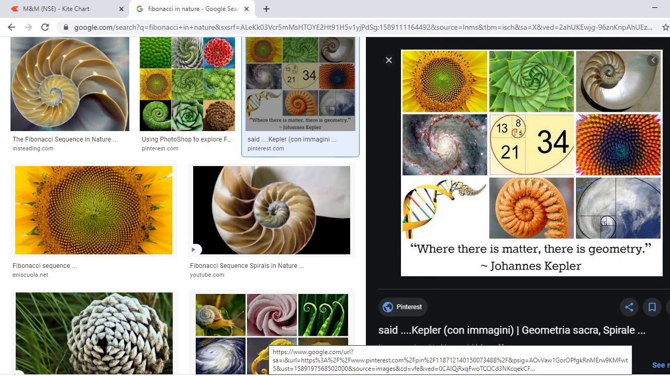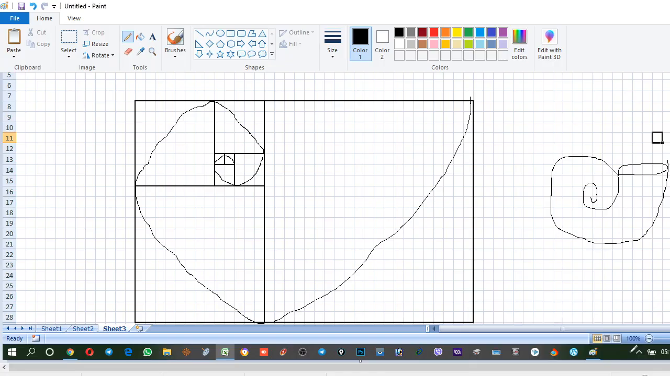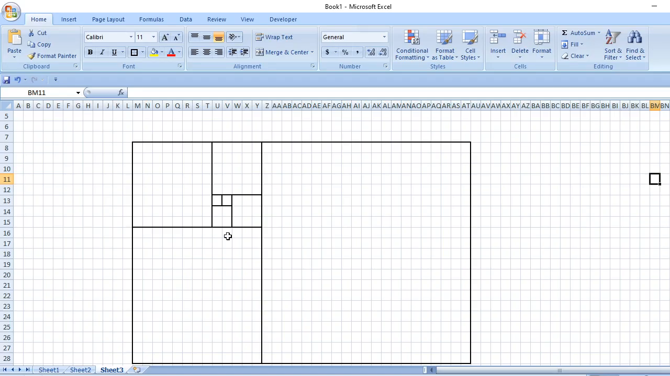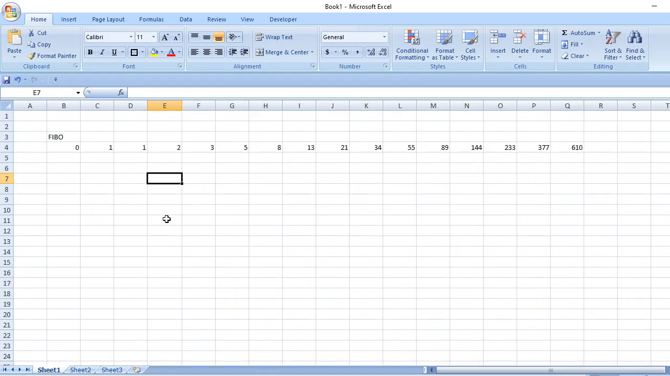Not only this, I'll try to tell you one more thing. Now these are the numbers we are talking about. Let's suppose I take the squares of these numbers. 1 square is nothing but 1. Again 1 square is 1. 2 square is 4. 3 square is 9. 5 square is 25, square being 5 into 5. 8 square is 64. 13 square is 169. 21 square is 441, and so on.